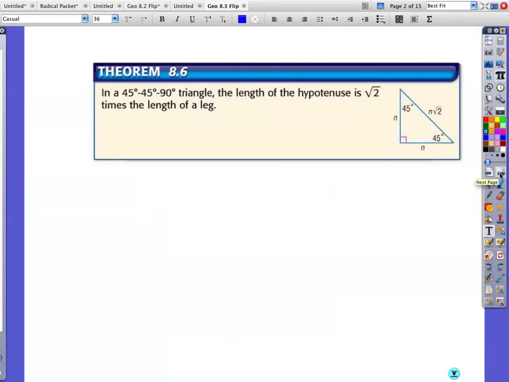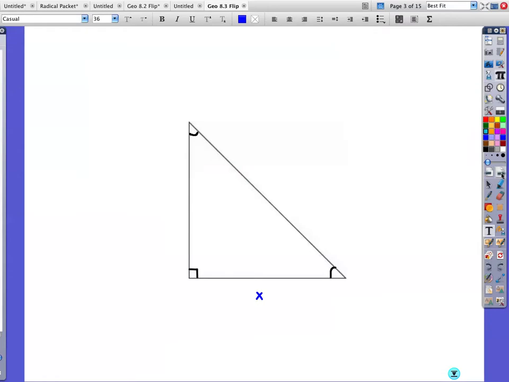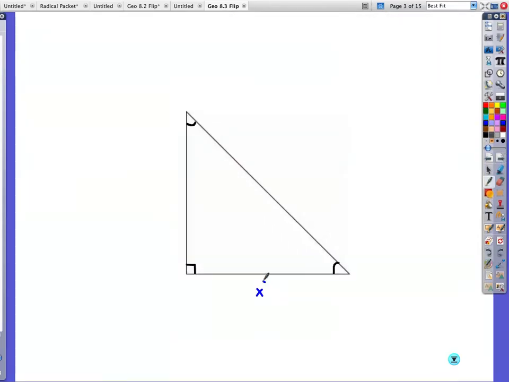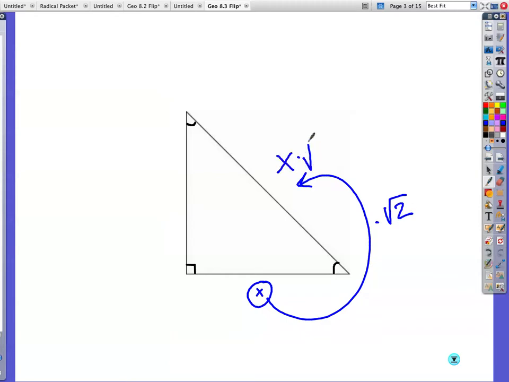Okay, anyway, back to the math. In a 45, 45, 90 triangle, the length of the hypotenuse is square root 2 times the length of a leg. So you take the leg times square root 2, you get the hypotenuse. So let's put that into your notes this way. If I want to get from the leg to the hypotenuse, I'm going to take it times square root 2. X times square root 2. Now you probably won't have x, you'll probably actually have a number.